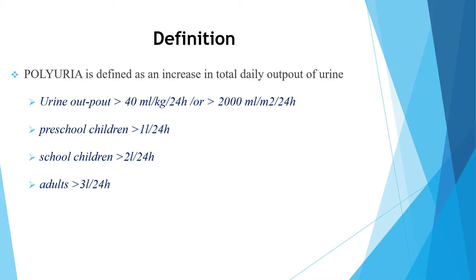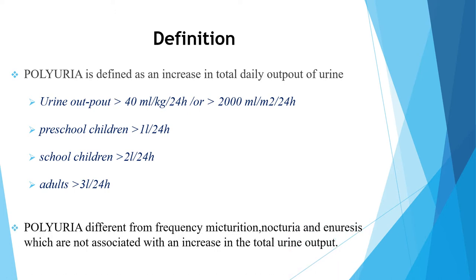This is more than around 1 liter per 24 hours in preschool children, more than 2 liters per 24 hours in school children, and more than 3 liters per 24 hours in adults. Polyuria is different from frequency of urination, nocturia, and enuresis, which are not associated with an increase in the total urine output.